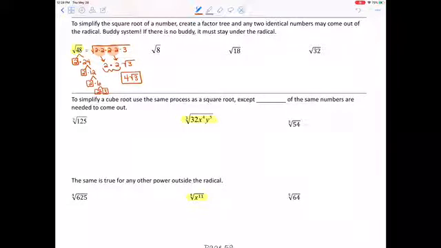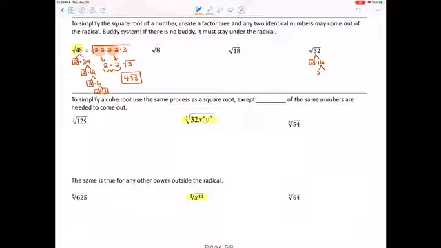Okay, let me try one more with you as an example, and then I'll leave you the other 2 to try on your own. I'm going to do the square root of 32. So 32 is an even number, so we have a prime number 2 times 16.